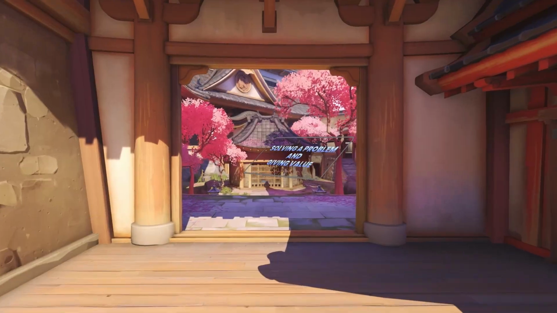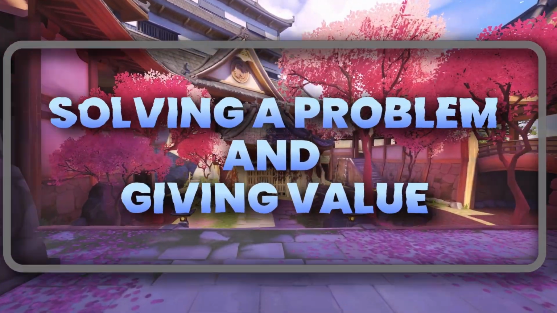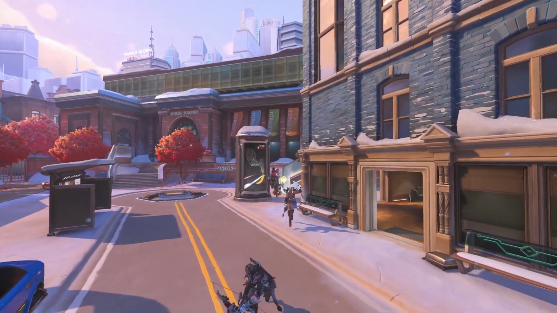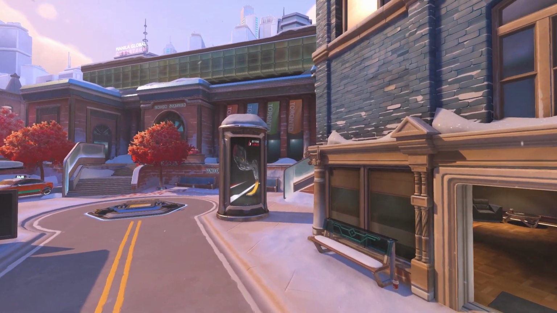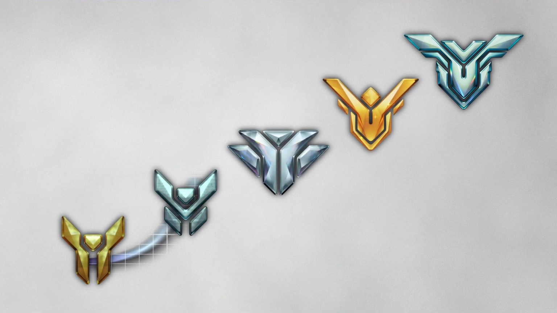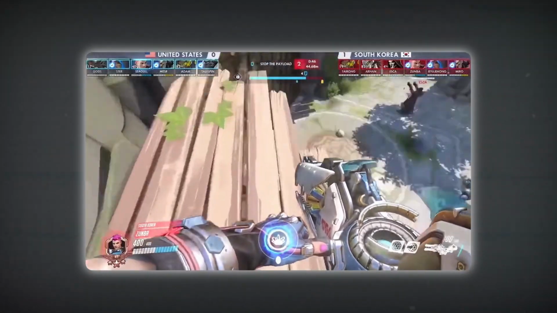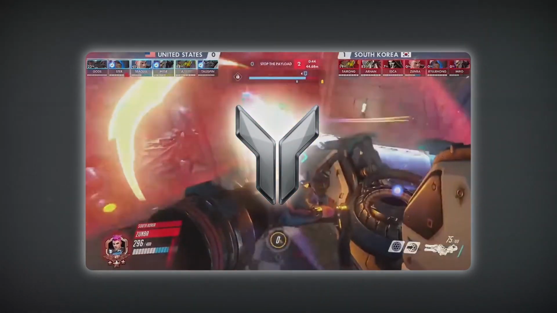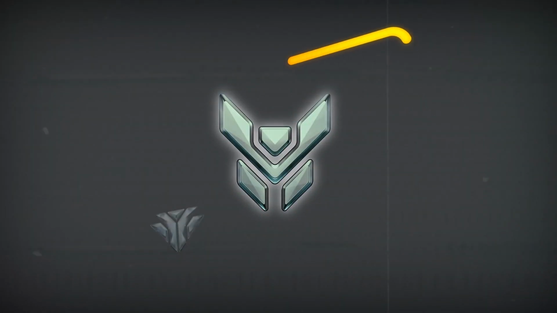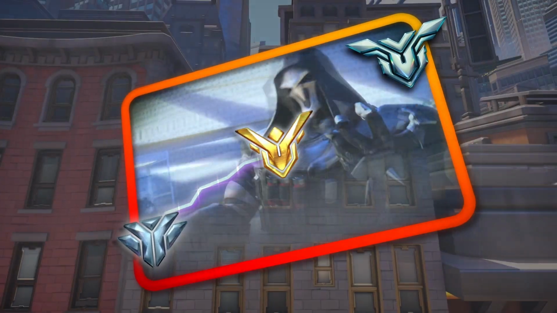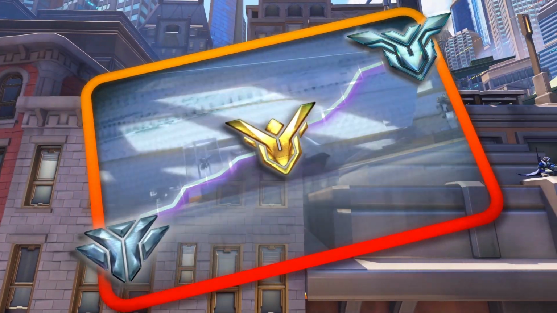2. Solving a problem and giving value. What is one of the most common problems in Overwatch and any other competitive multiplayer game? The rank. Everybody wants to be as high rank as they can get. A lot of people spend a lot of time watching guides, looking for new techs and strategies, but in the end, very few people actually achieve ranking up, especially when it comes to reaching the very high rank tiers. There, we found the problem.